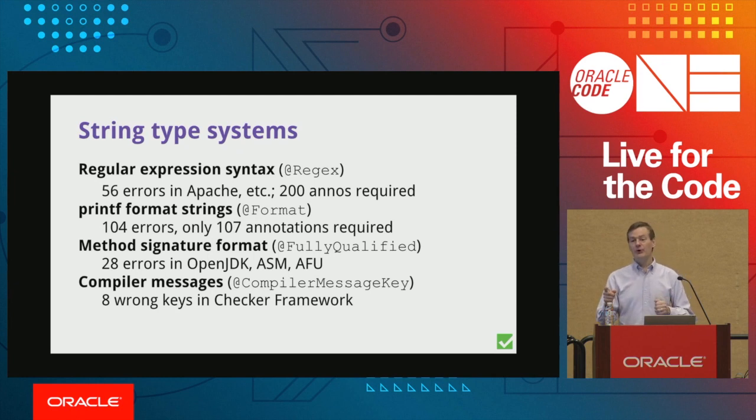Another example is printf format strings. You could put %d when the thing could really be an object. And we found 104 errors in a million lines of code and only had to write 107 annotations to find all of those errors. Another example is method signatures. It turns out that Java defines 6 different string representations for a method signature. It's insanity. And it turns out that the implementation of OpenJDK got it wrong. And we found problems in other tools like ASM as well.